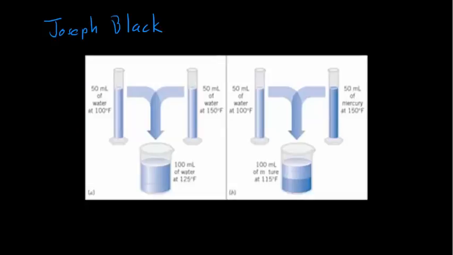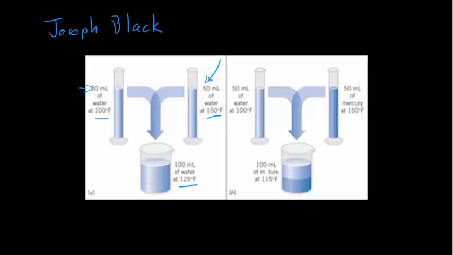So he took 2 samples of water of the same volume. Let's imagine 50 milliliters of water. He took 50 milliliters of water at 100 degrees Fahrenheit, and he also took 50 milliliters of water at 150 degrees Fahrenheit. And he poured them together. So he got 100 milliliters, shook them up a little bit, and eventually they came to equilibrium at a temperature that was exactly halfway in between, so 125 degrees Fahrenheit.